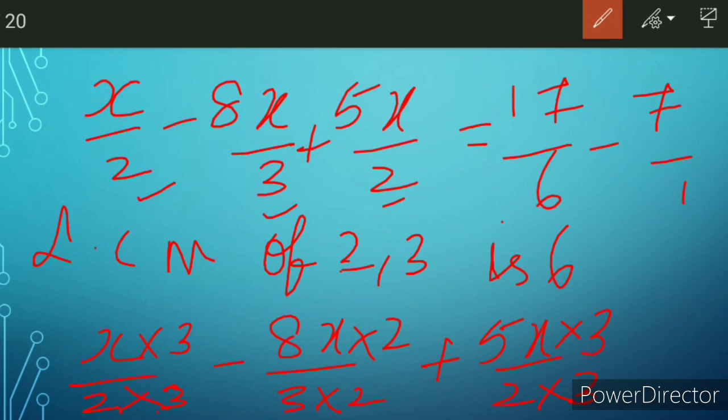On the right hand side we are having only 2 fractions, so without taking LCM we will do. Multiply the denominators, 6. Then do cross multiplication. 1 into 17, 17 minus 7 into 6, 42. Understand till this?